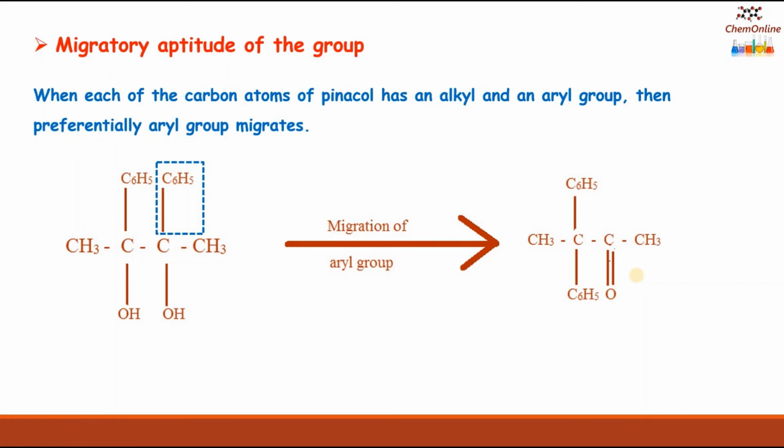So there are two factors which determine the formation of the product during Pinacolone rearrangement. The most important factor is the stability of the carbocation intermediate. The formation of the product is favored only from a more stable carbocation. And another factor is the migratory aptitude. If a carbon atom has an alkyl and an aryl group, then the preference is for the aryl group over the alkyl group, and the product is formed accordingly.